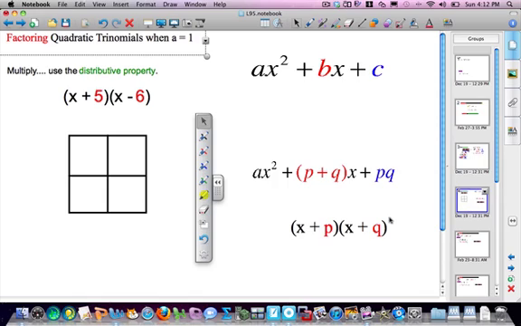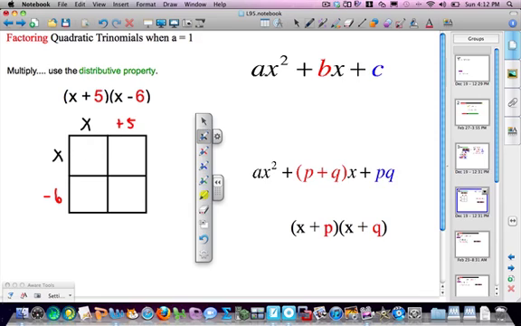Let's take a look at another example. We're going to multiply x plus 5 times x minus 6. Once again, we're going to use the distributive property. We're going to organize our work using a table. Writing x plus 5 across the top, and the second factor, x minus 6, along the left side. And now we are ready to distribute.